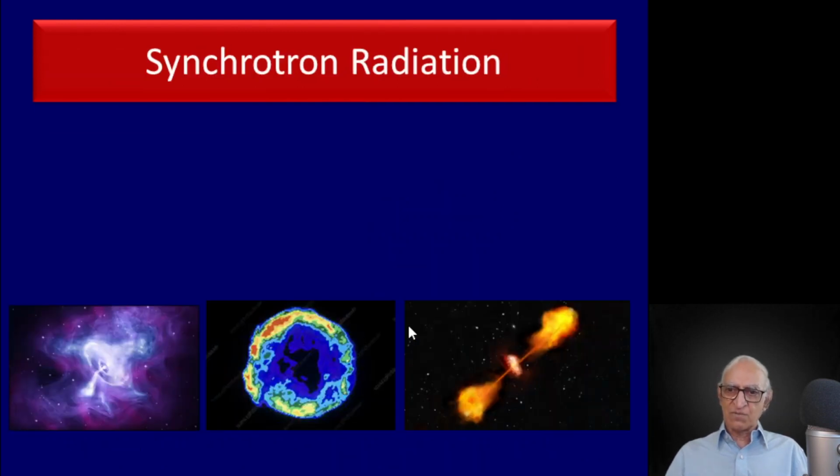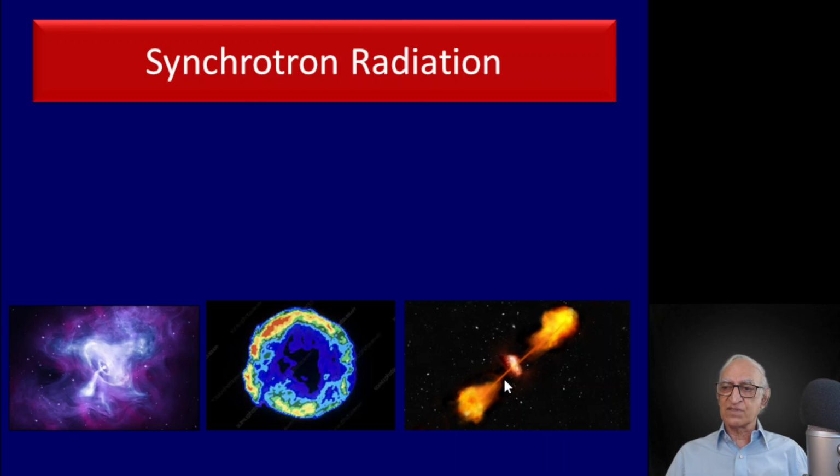Now, here are some sources. This is the pulsar and the Crab Nebula. This is the remnant of a supernova explosion that Tycho Brahe saw in 1572. This is an X-ray image. This is a radio image.